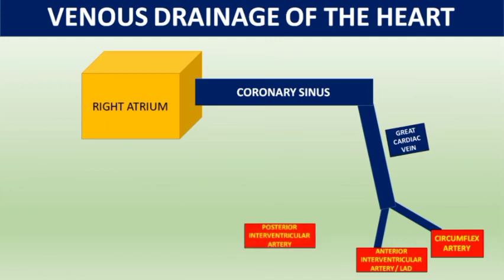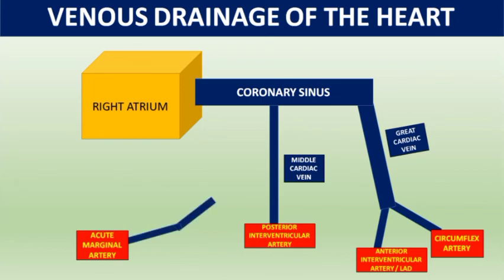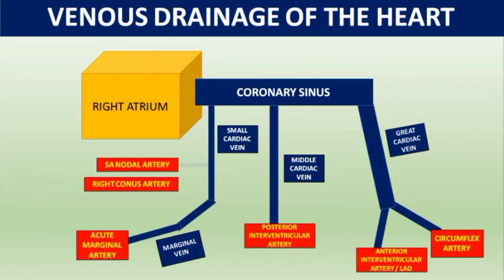Just like this, the posterior interventricular artery is drained into the coronary sinus by the middle cardiac vein, and the acute marginal artery is drained to the coronary sinus by the marginal vein. This marginal vein turns out to become the small cardiac vein, which goes to the coronary sinus. The right conus artery and the SA nodal artery, both of these drain to the small cardiac vein and then go to the coronary sinus. All these are the tributaries of the coronary sinus.